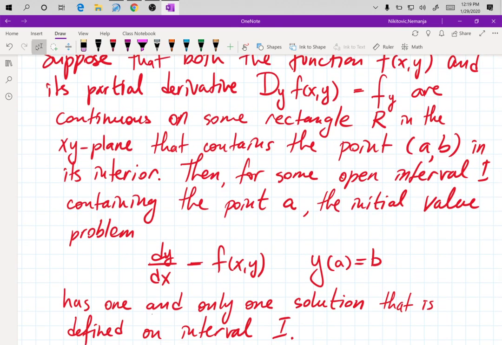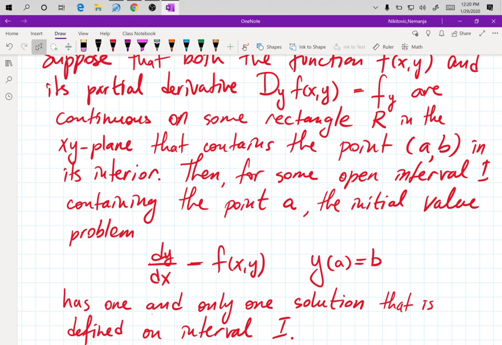A lot of words here. Where is your existence? It's right here. And where is your uniqueness? It's right there, right? There's your existence and uniqueness in 5 words. The rest are conditions that have to be satisfied in order for that to kick in.